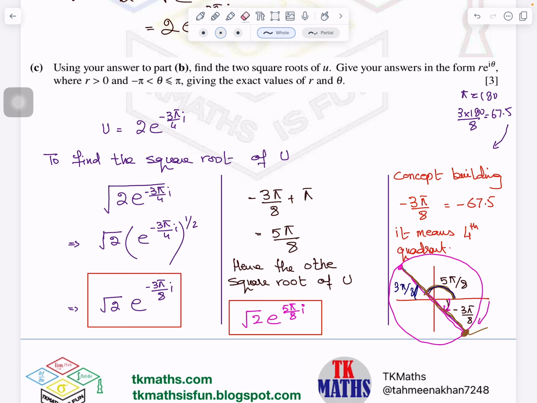So in short, I can say when you do these steps, then the other square root will only have a different angle. How will you find out that angle? Simply add pi to it, and that's all. And you will automatically get it. What I have done here is just to explain to you the reason, the logic behind it. Okay.